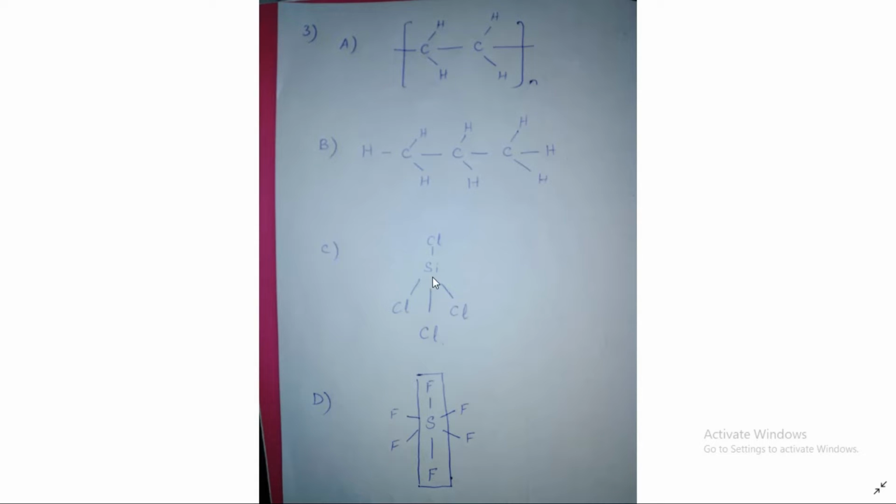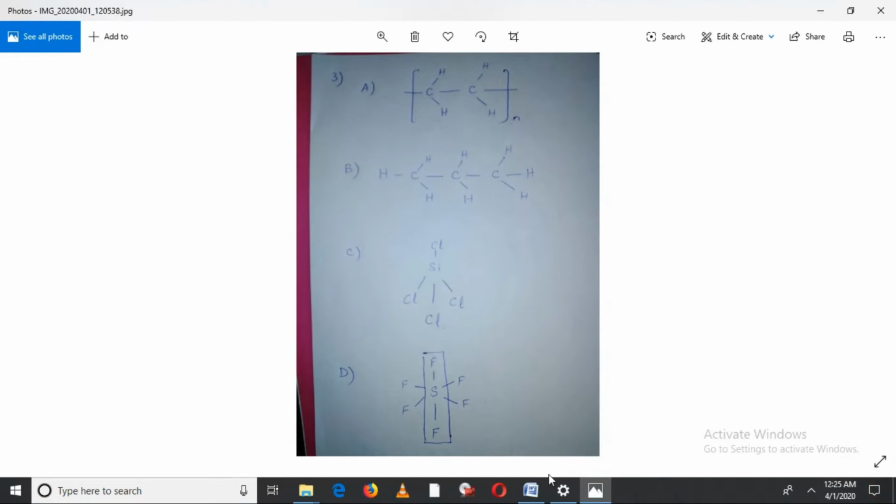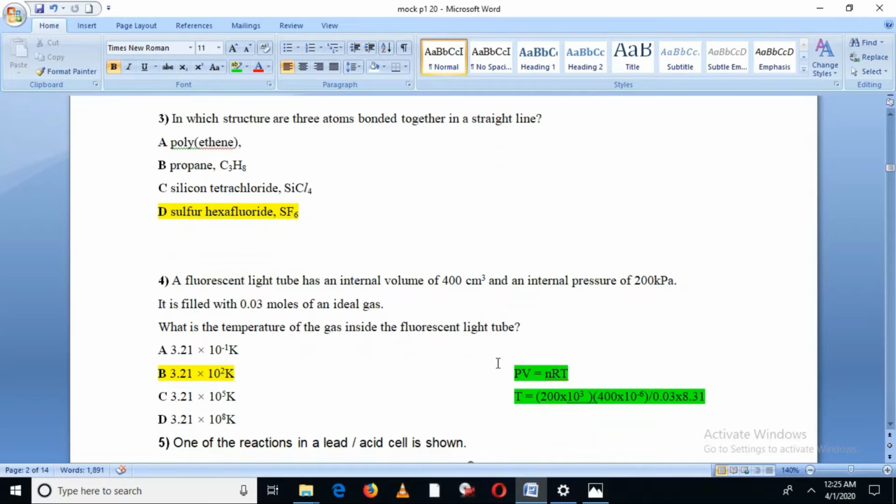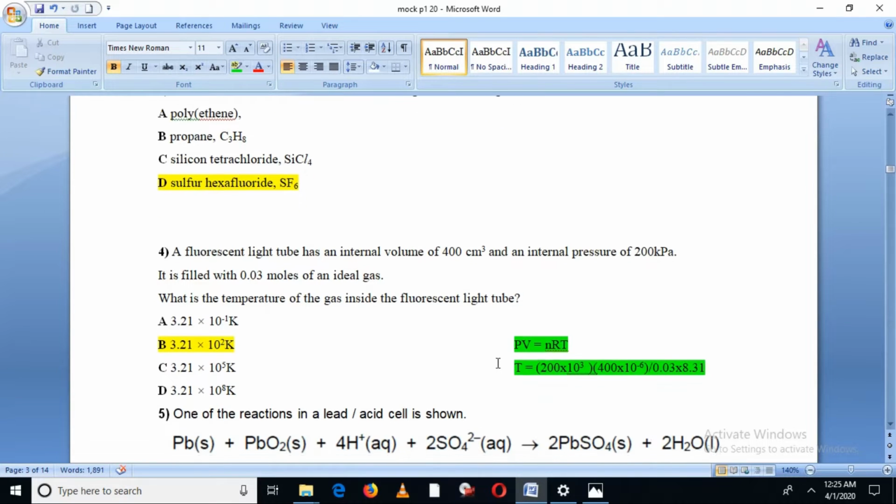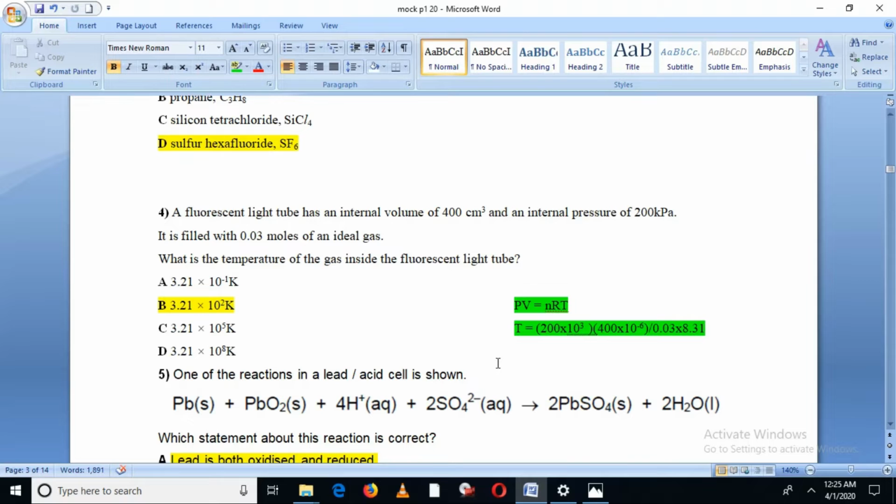In C, this is a structure of silicon tetrachloride, which is a tetrahedral structure. There are no 3 atoms that are in a single array. While in D, you can see I have outlined the 3 atoms that are in a single array, that is sulfur, fluorine and another fluorine. 1 fluorine is upward and 1 fluorine is downward. So the answer is D.